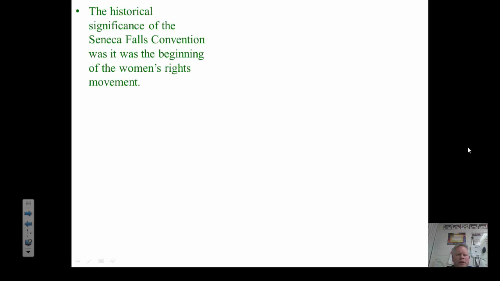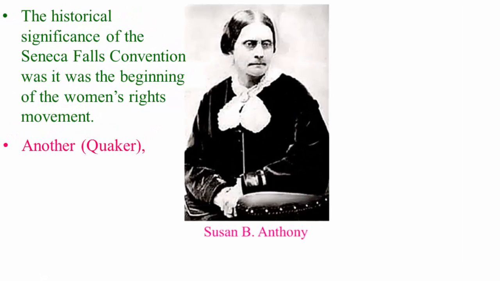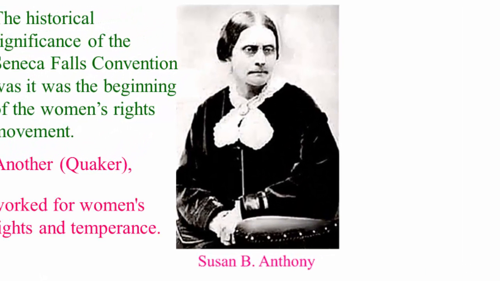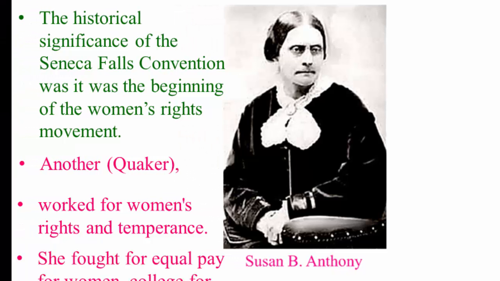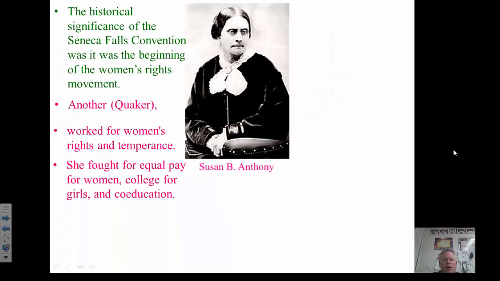All right, the historical significance of the Seneca Falls Convention was, it was the beginning of the women's rights movement. Another Quaker, Susan B. Anthony, worked for women's rights and temperance. She fought for equal pay for women, college for girls, and coeducation. One thing that you guys need to realize is that women were discriminated against in the workplace for years. Men and women would do the same job, and women would always get paid less. So these women in the women's rights movement tried to fight against that.